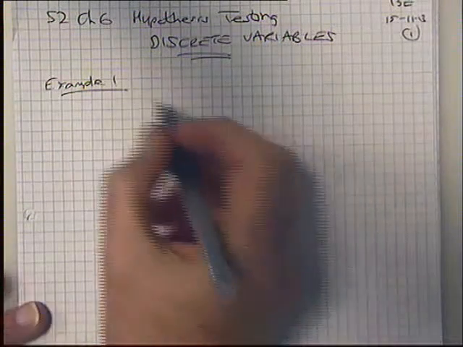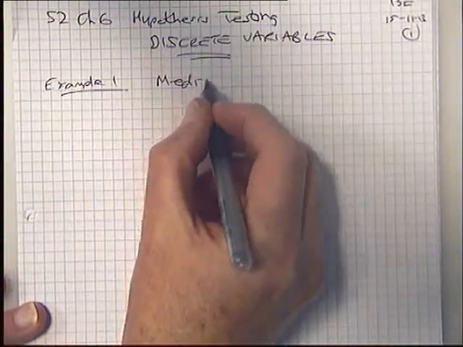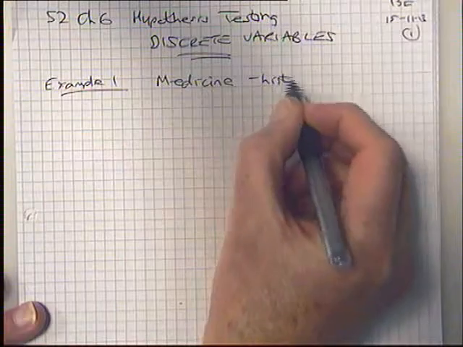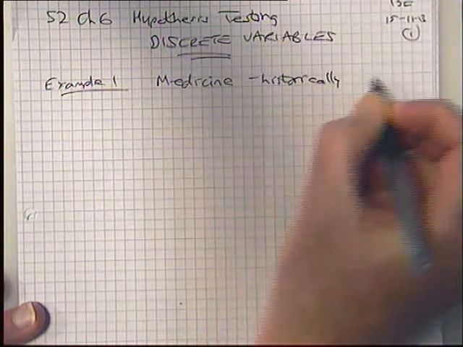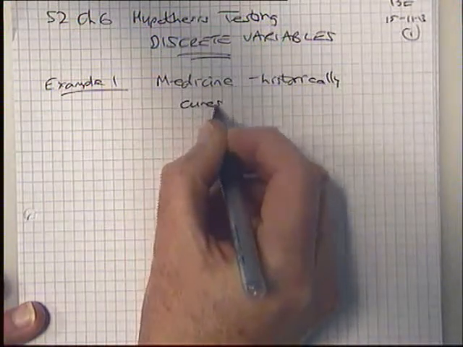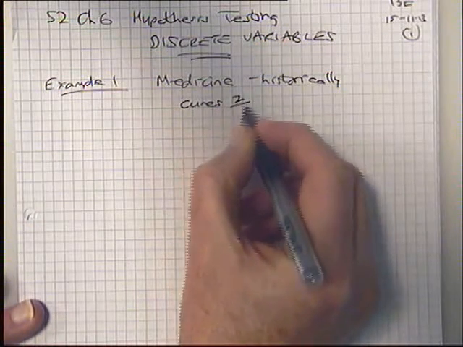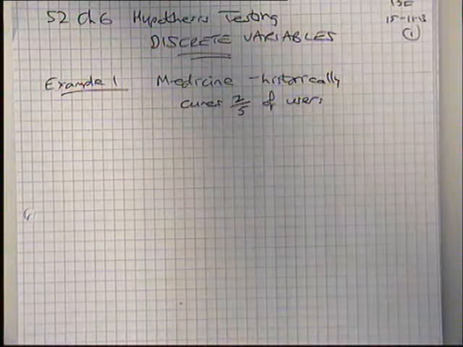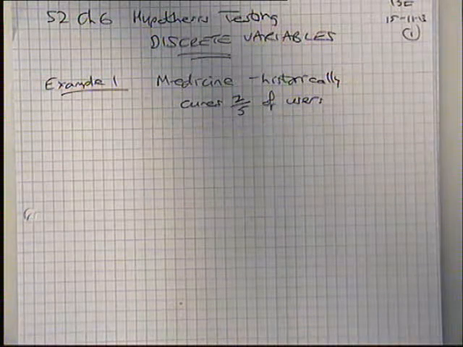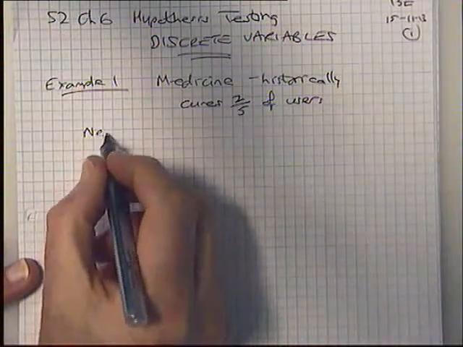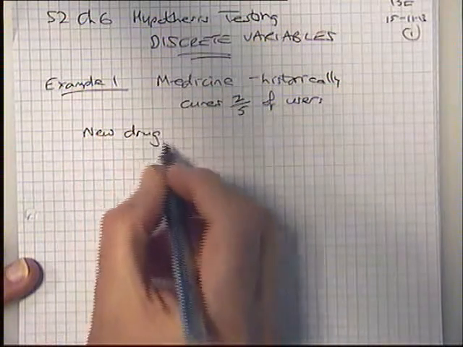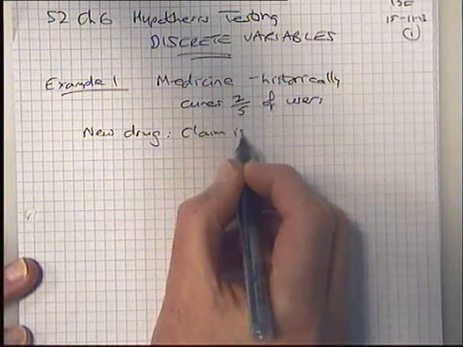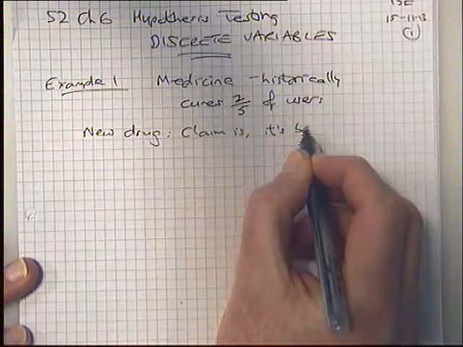So I'm not going to write it out in full, but basically we have some medicine which historically cures 2/5 of the users. Now a new drug has come along and there's a claim that it's better. The claim is it's better.